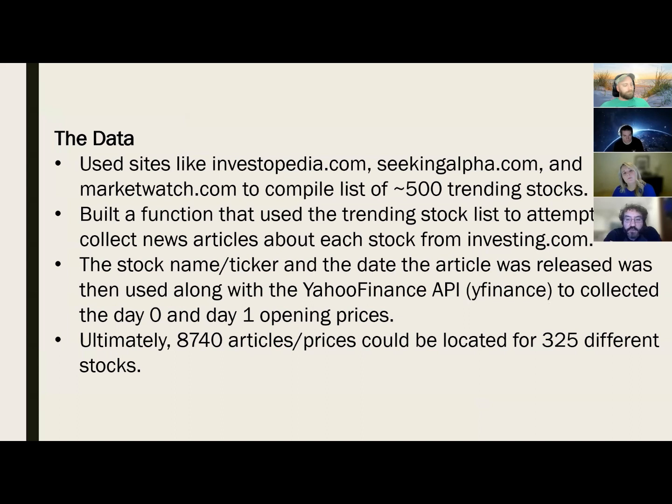So to do this, I used a few different sites to get a big list of trending stocks at the time, about 500 different stocks.